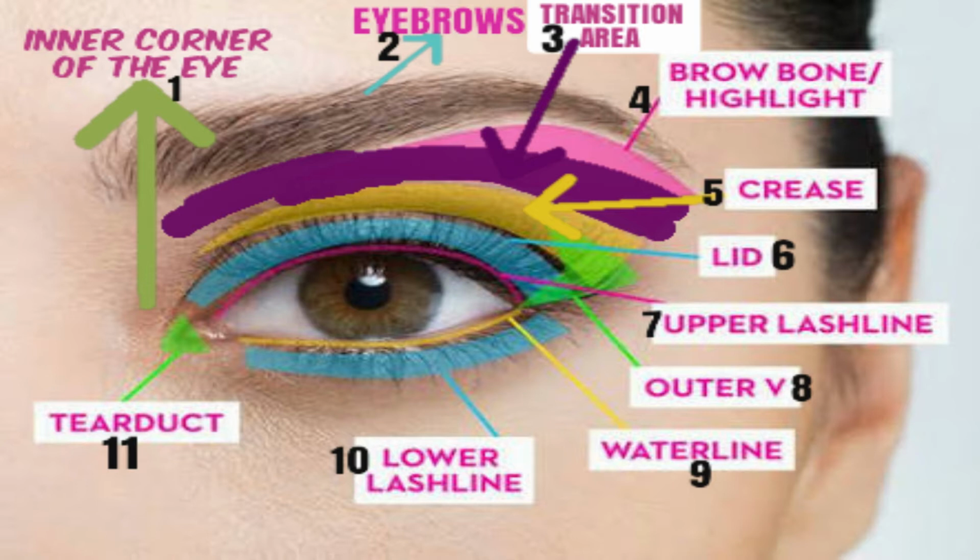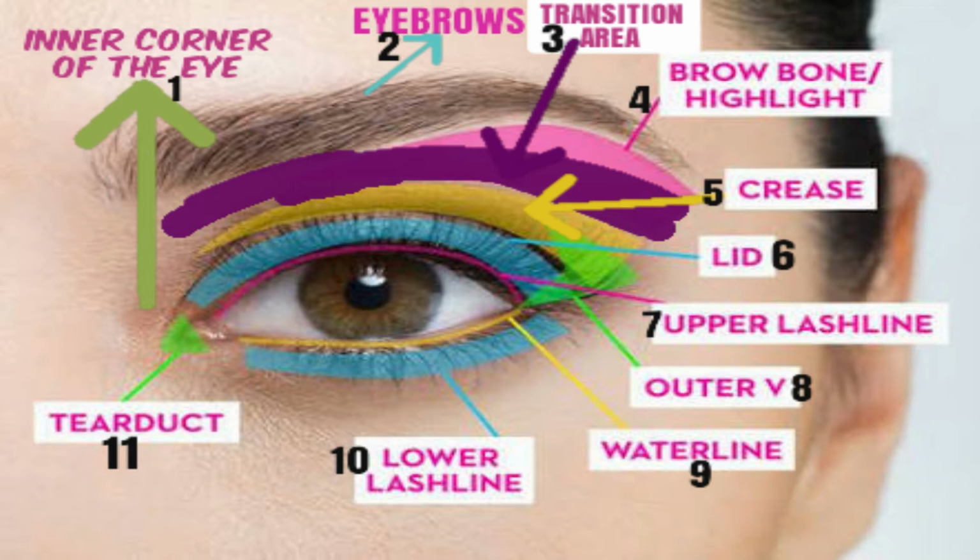Okay, now I am going to skip 3 and go over to 4 so that I can come down in a gradual motion. Number 4, where you have that pink color directly underneath the eyebrows, is what is known as the brow bone area. You can see the arrow pointing up to brow bone highlight. That is what is known as the brow bone area.